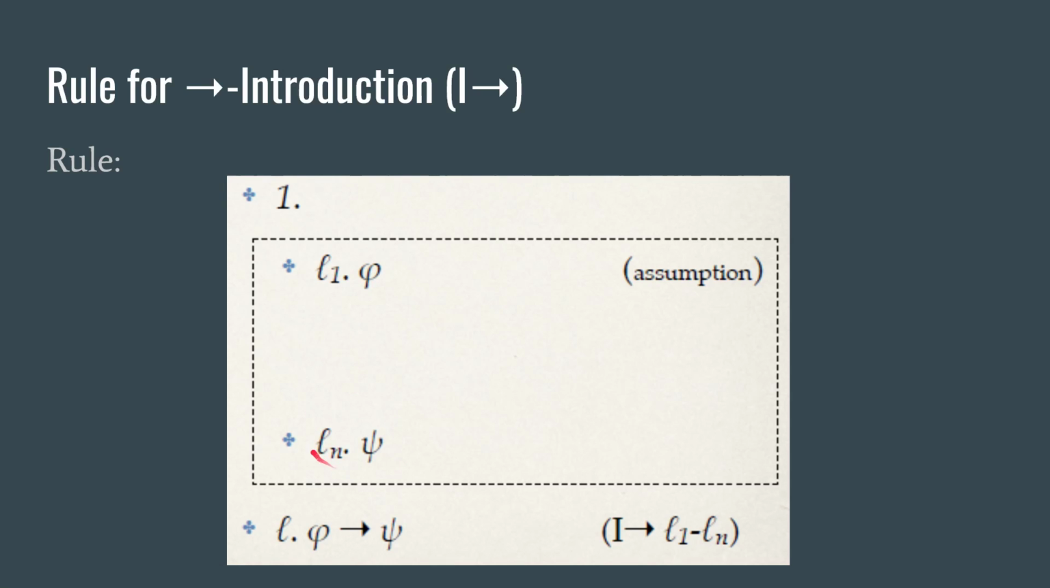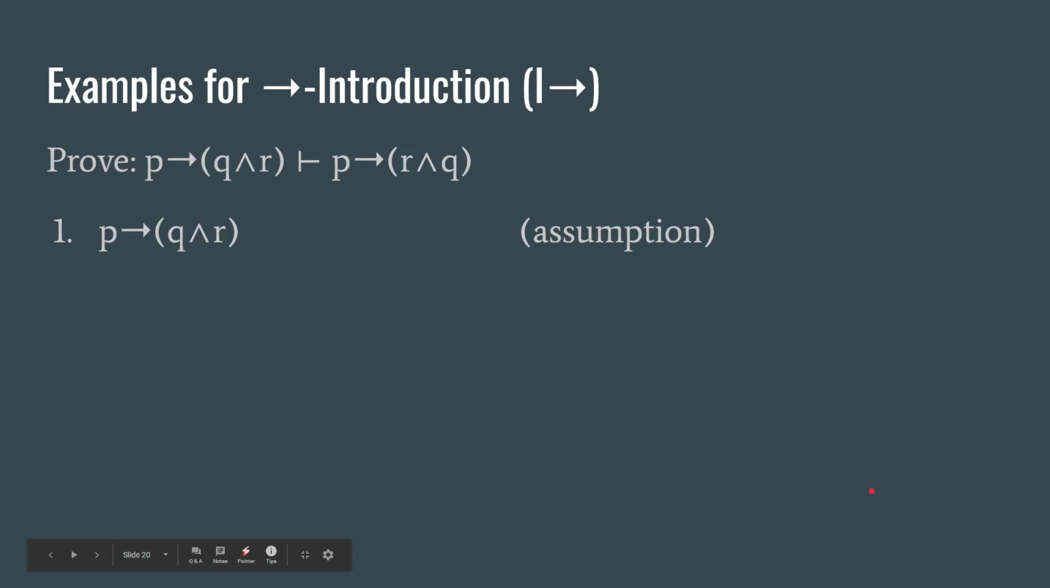And if you can get psi from this assumption, then you can then say, well, assuming phi, psi will follow, and that's just what the arrow means. And of course, always tracking how we derived that line, in this case using the arrow introduction rule. So that's all very abstract. Let's go through some concrete examples here.